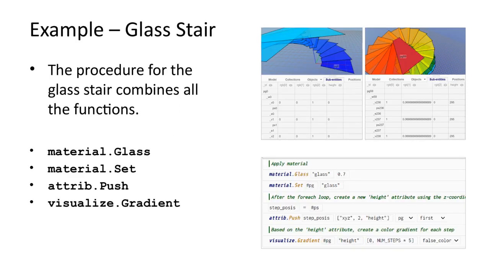In order to demonstrate how this function can be used, we will apply colors to our spiral steps. To do so, we first create a glass material. Then we set the material for all polygons in the model to glass. We take the Z values of all the positions in the model and push them up to the polygons, renaming to height along the way. Finally, we then create the color gradient for all the polygons in the model.